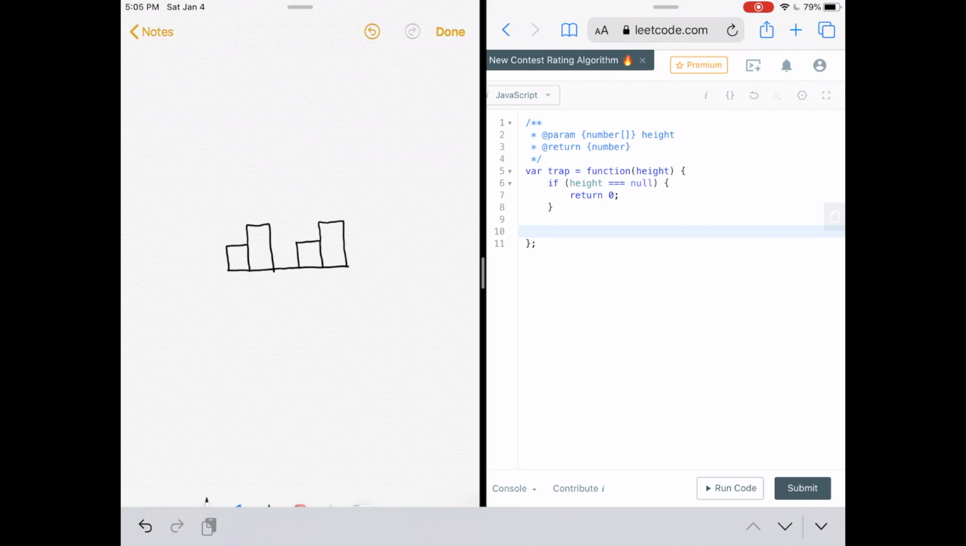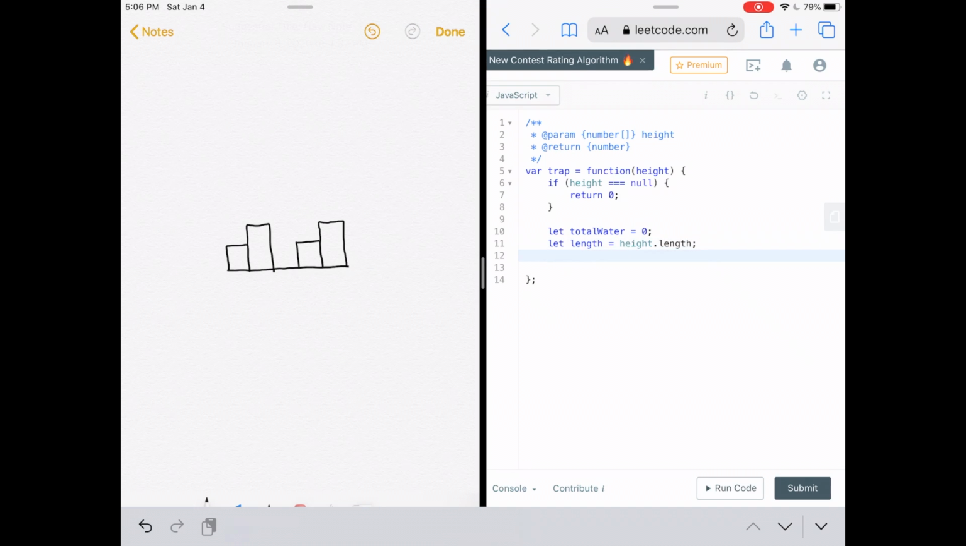And we need a value for the total amount of water. So let total water equal 0, because that's where we are at first. And we'll actually save the length of the height array since we're going to be using it several times. So let length equal height dot length.